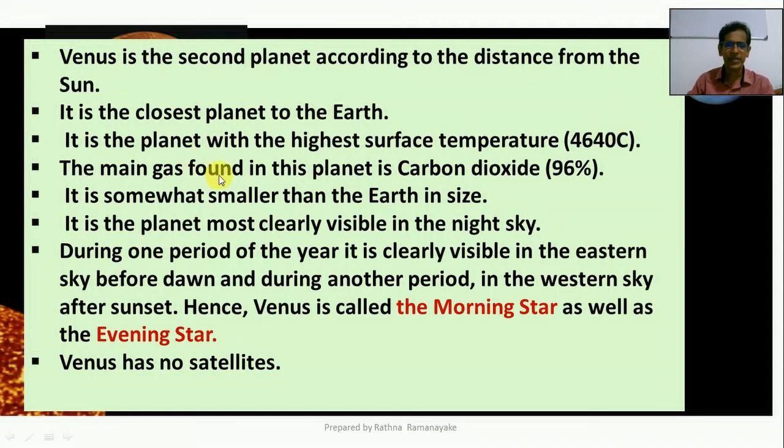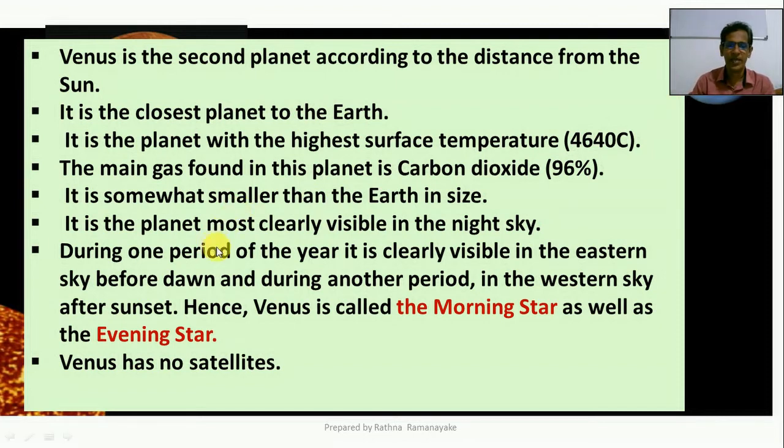The main gas found in this planet is carbon dioxide. That is why it is very hot. The temperature is higher because the main gas found in this planet is carbon dioxide. Right? It is somewhat smaller than the Earth in size.